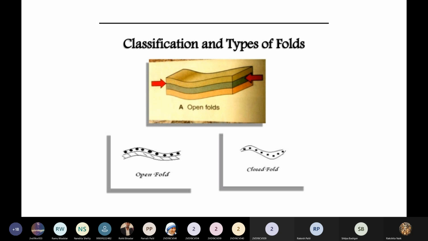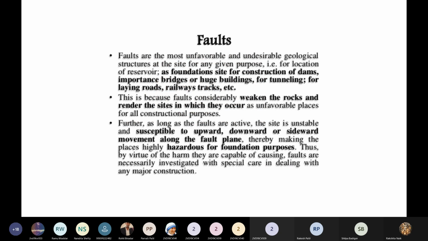Here, the classification and types of folds. What I told you now, take a book, just imagine these three layers as your books, then apply force. The result will be like this: open folds and closed folds. Next one is faults. Faults are cracks or fractures where displacement will be there.